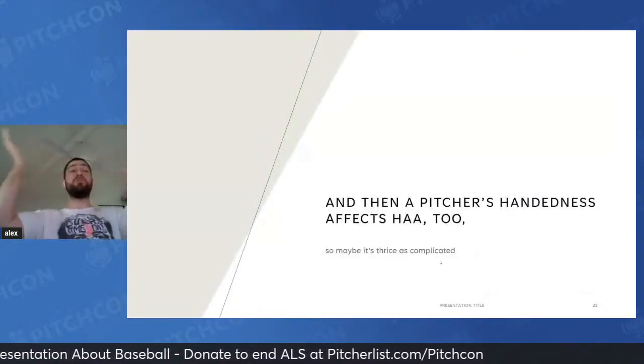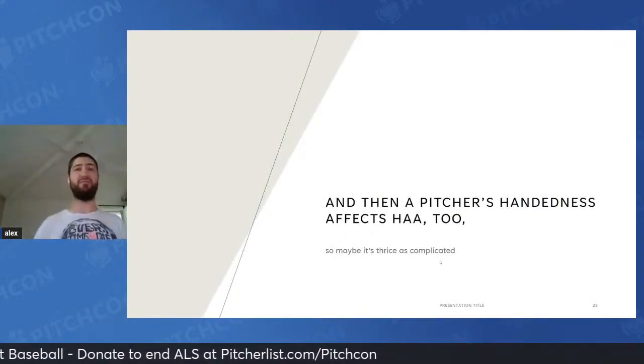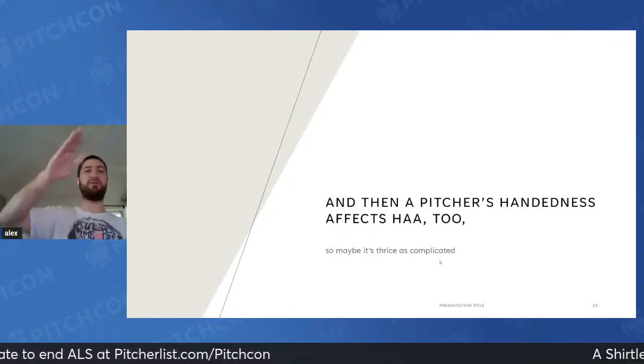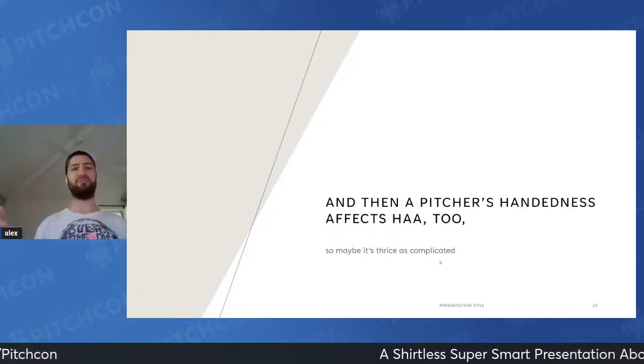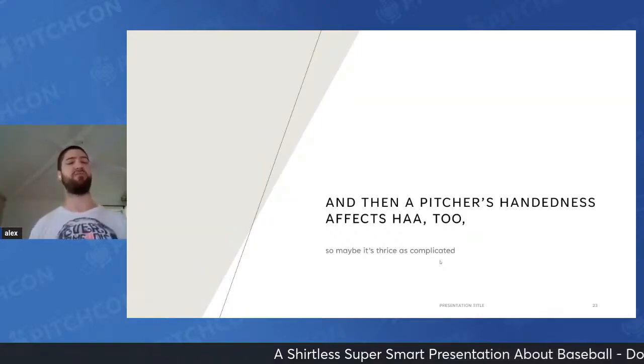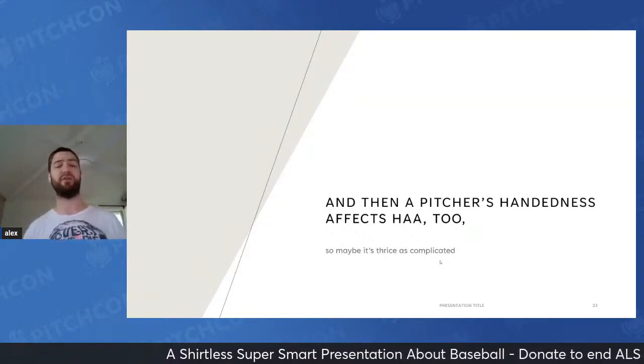And then there's also the pitcher's handedness too, because unlike VAA, which is only going north to south, cut and ride for lefties and righties are going to be flipped. So now you're controlling for like three different variables, at least three different variables.